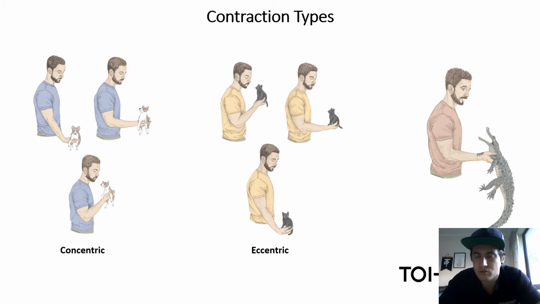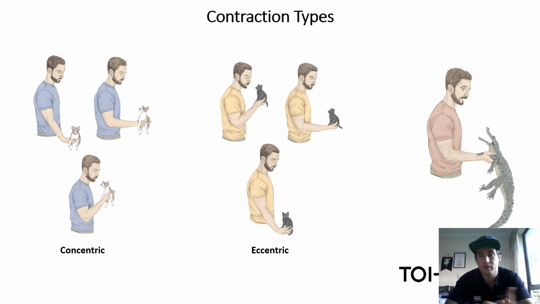We've also got this thing called contraction type. So contraction doesn't necessarily mean that muscles are shortening. Contraction means that a muscle is producing force, and that's a key concept to understand. Muscle contraction is when a muscle is creating force.